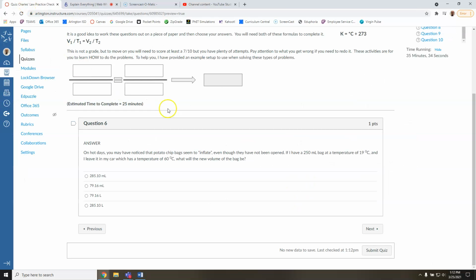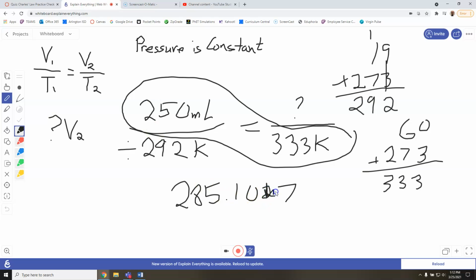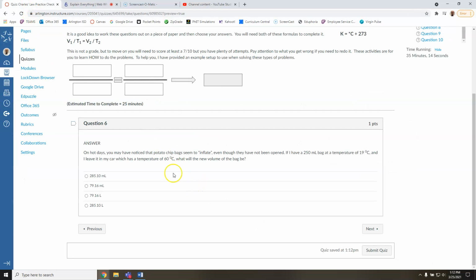Let's go back to our quiz and see what it tells us. 285.10. So we're not going to keep these. And then remember, that's milliliters. Because we're just keeping milliliters. We're not changing anything. So since that's milliliters, we're going to leave our final answer in milliliters, which in this case would be right there. Don't get distracted by this liters. Not right. 285.10 milliliters. And that's how you do it.